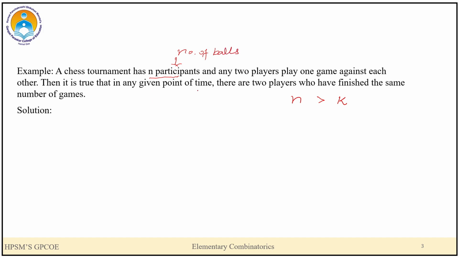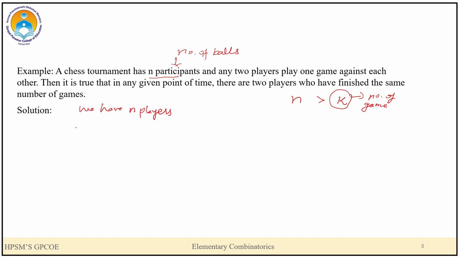And we have to show that there are two players who have finished the same number of games at a given point of time. So in this case, then we have to find this k. Now over here we are looking at the number of games, isn't it? So if this n refers to that number of balls, that number of boxes will refer to the number of games played at a given point of time. So let us write down. We have n players or n participants.